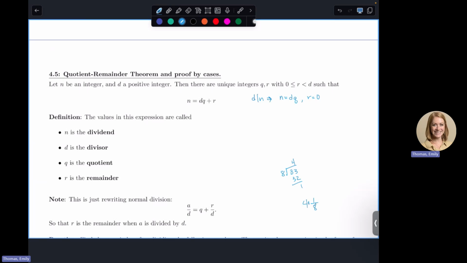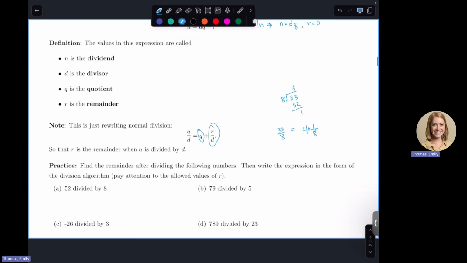There's really a plus sign in here, right? It's your quotient plus your remainder. This is 33 divided by 8 is 4 plus 1/8. You see how this is the definition of division. I mean, this is division, but just doing it a little bit differently. Okay, so we have N is the dividend, D is the divisor, Q is the quotient, R is our remainder. R is the remainder when A is divided by D, or when N is divided by D.